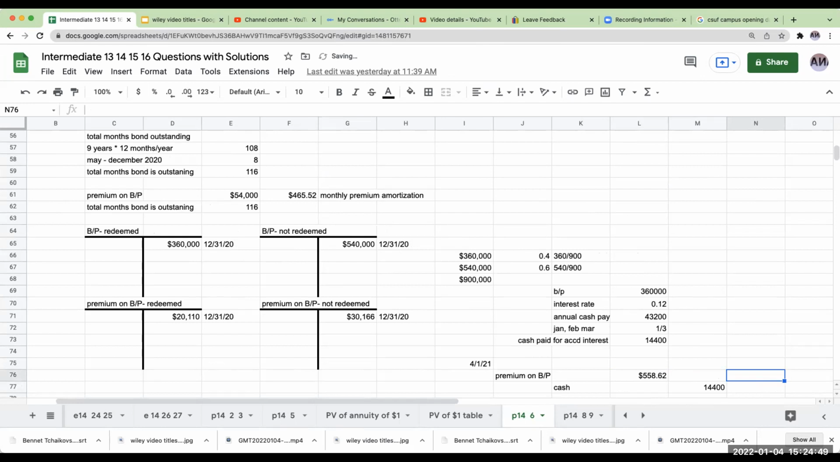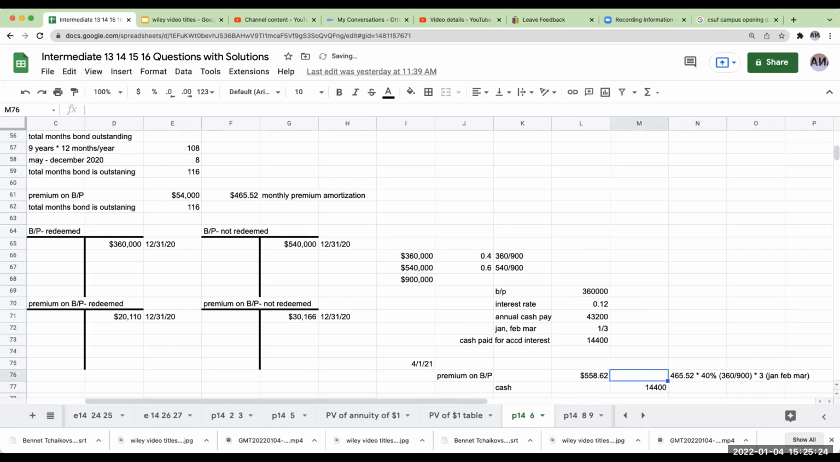So if we take 465.52, which was the premium monthly before the split up, I multiply this by 40% because that's what I allocated. And then I multiply this because this is 360 divided by 900. And I multiply this by 3 because this is January, February, and March. I should get to this amount.